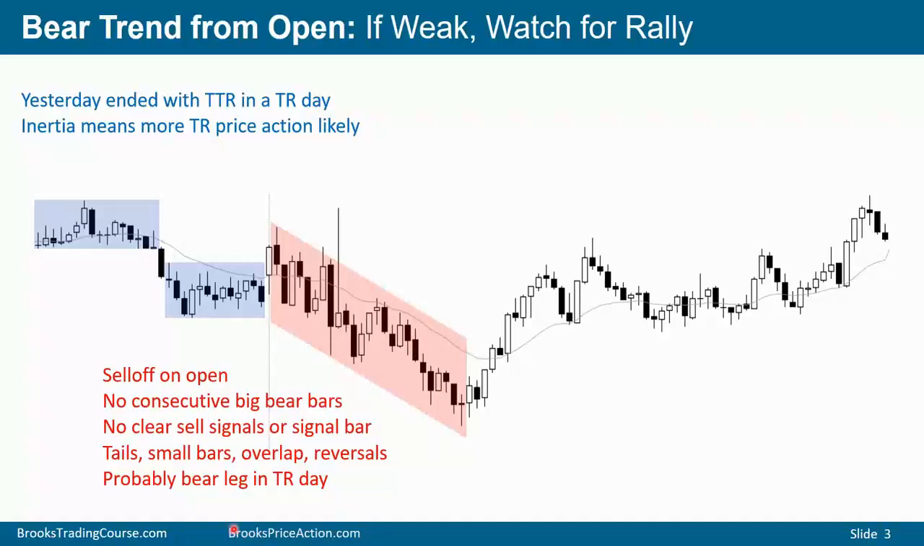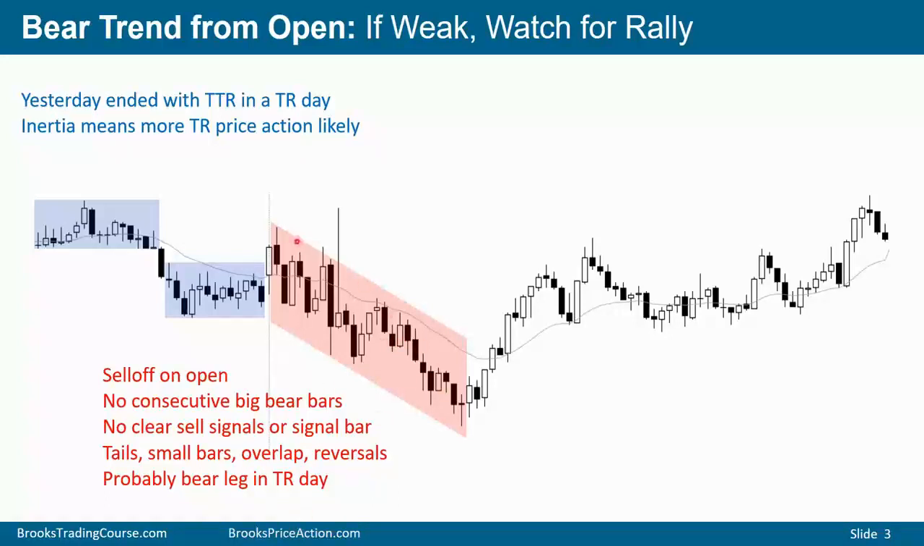There's an absence of consecutive big bear bars closing on their lows. There are no clear, good sell signal bars. We have a bull bar and went down, a bull bar, down, bull bar, bull bar, bull bar. These are bad-looking sell signal bars. We have a lot of overlap. The tails are fairly prominent on all of the bars.